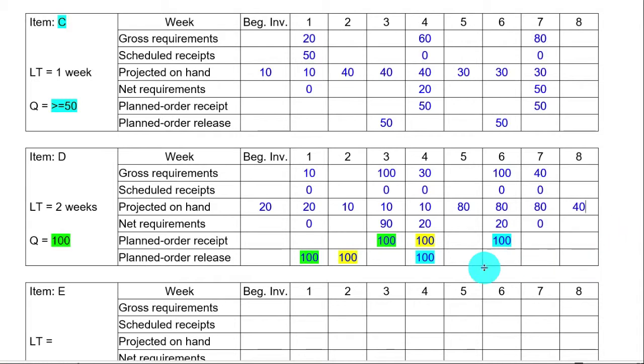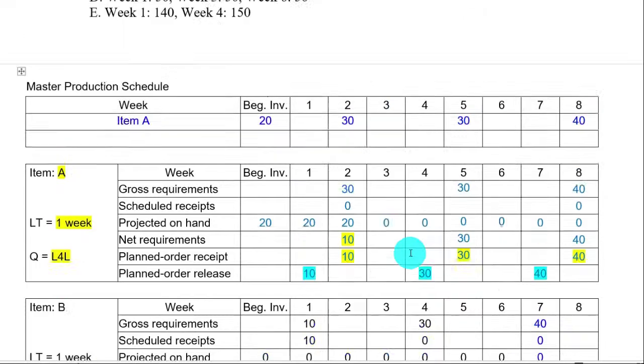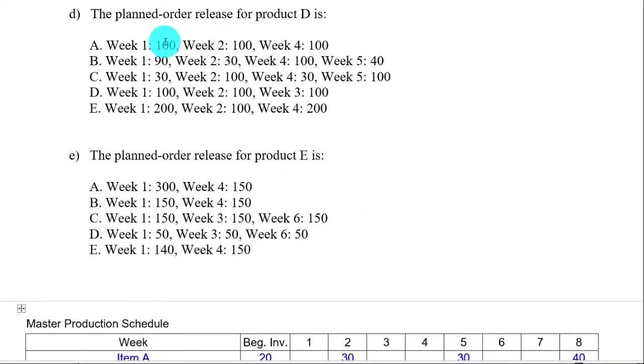All right, now we're ready. Planned order release for item D is 100, 100, 100, in weeks 1, 2, 4. So choice A is the correct answer.